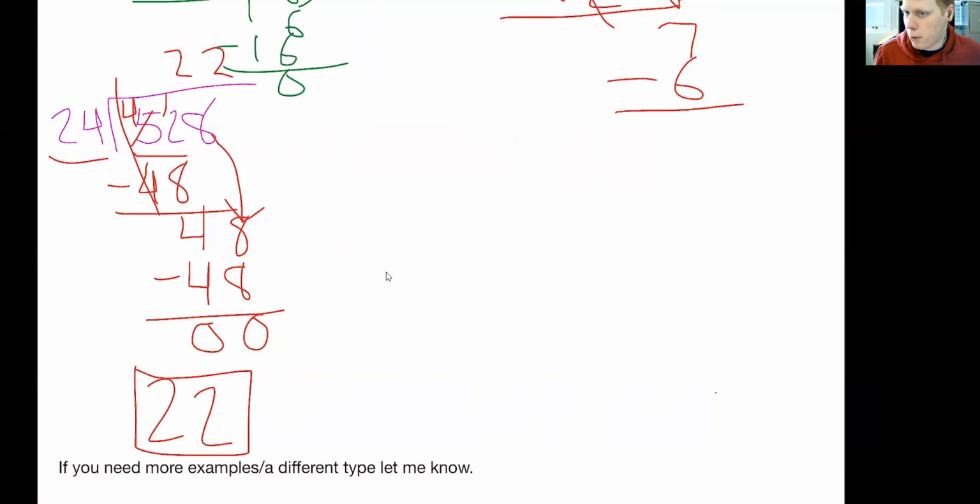Everything subtracted out perfectly. So that's a little bit of practice with long division. Like I said, I'm a little rusty myself. I've never taught at an elementary level, but I hope this is helpful. And if you need something more specific, if you send me the problems you're looking at, like a picture, I can try and either help you or make another video.